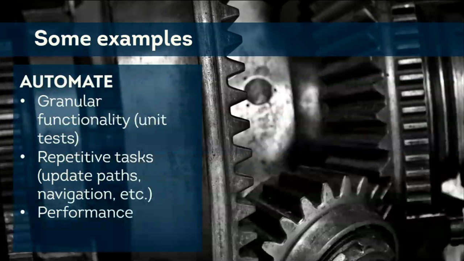Also automating repetitive tasks, like I mentioned. So these are things like update paths, navigation, so just simple flows through the application. If I click here, this happens. Those are really easy to assert. Those simple flows through the UI.